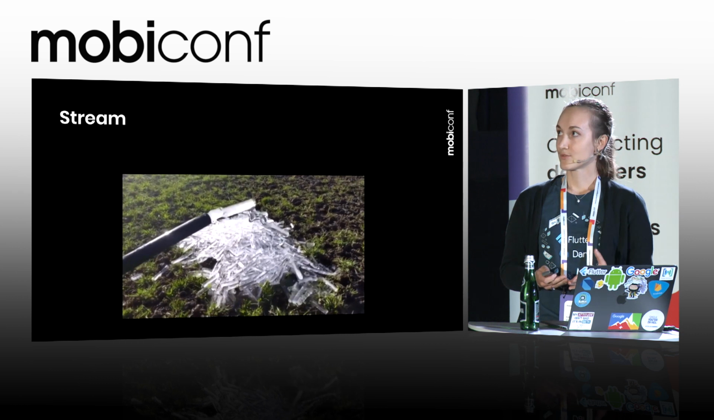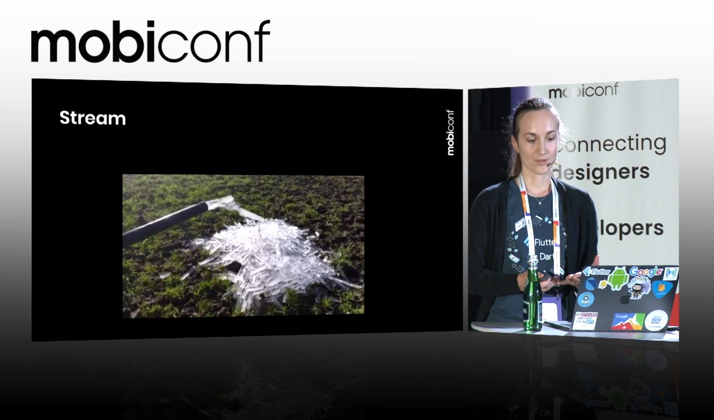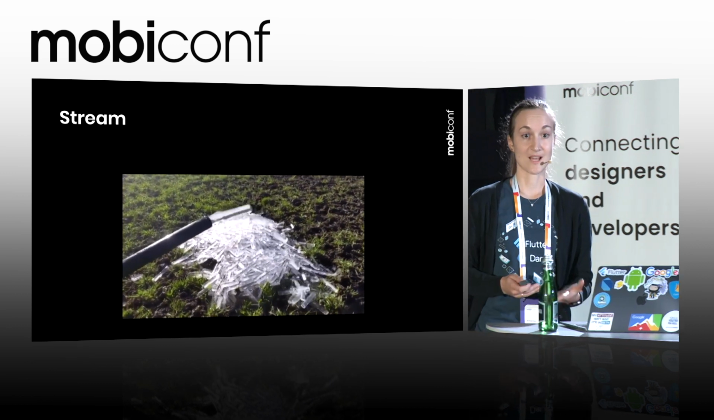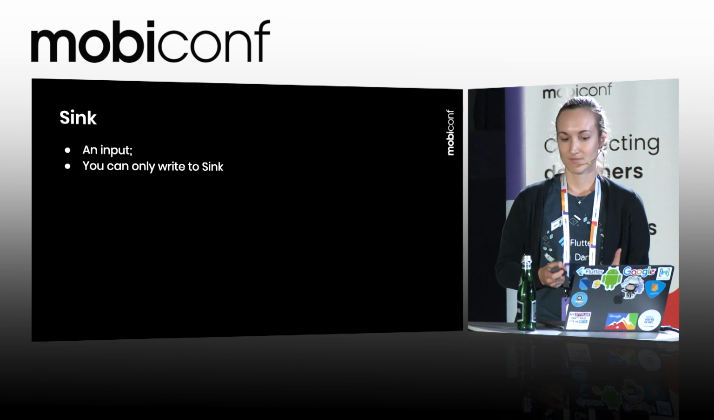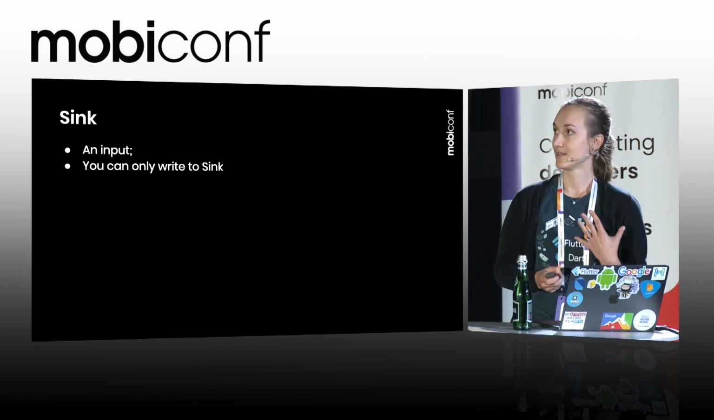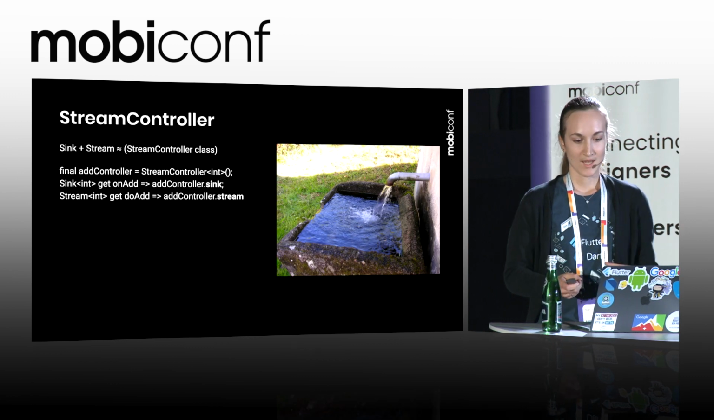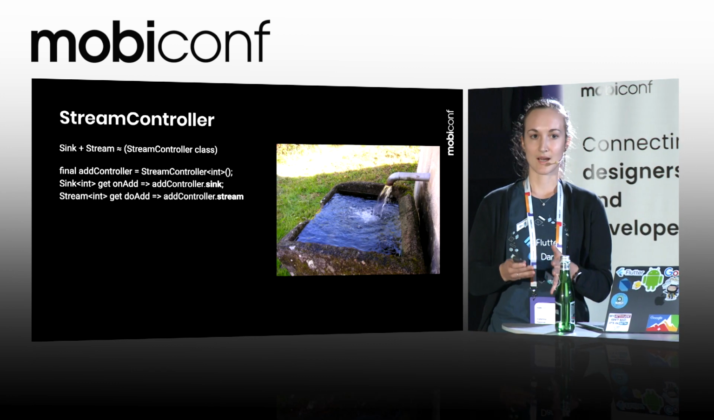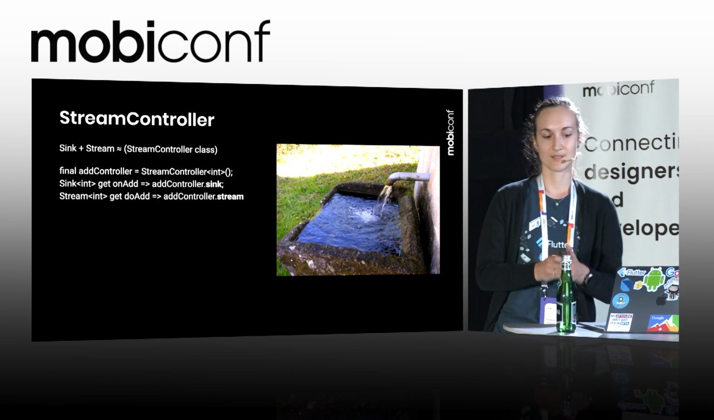A stream is a continuous flow of data. It has a single direction. You can only read from a stream. You cannot write to it. A sink takes an input. You can only write to a sink. You cannot read from it. And sinks and streams come in pairs. When you write to a sink, it creates an event in the stream.